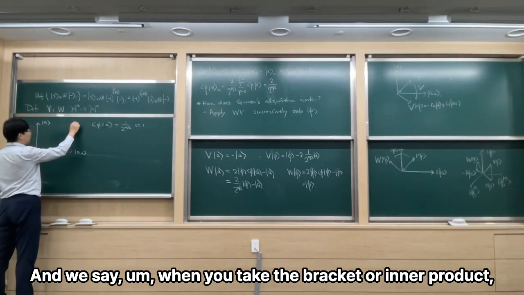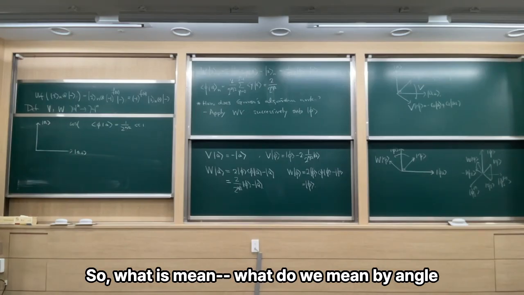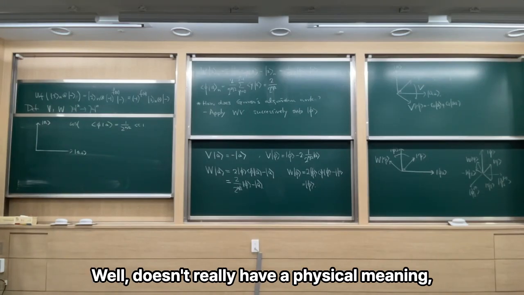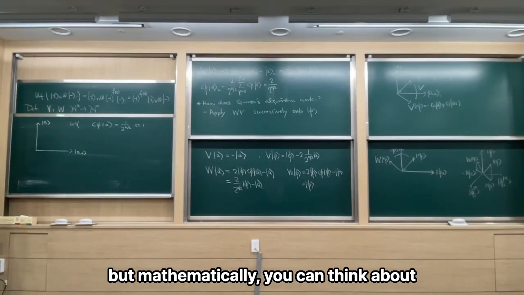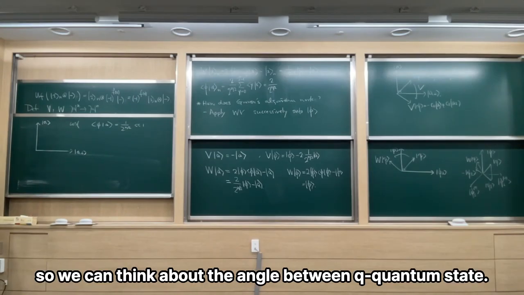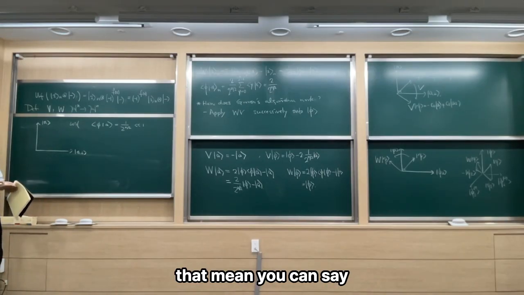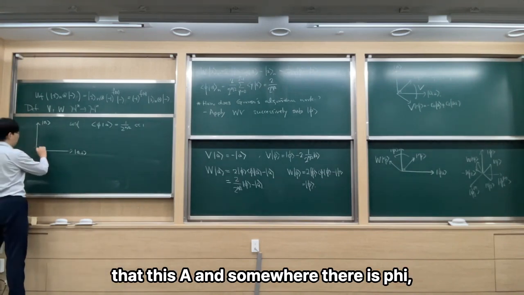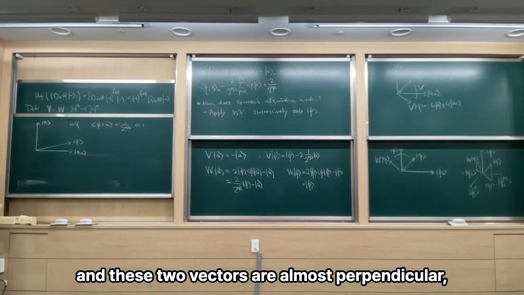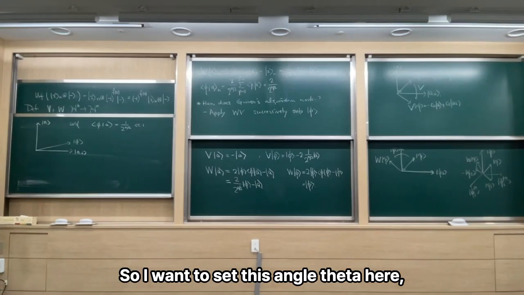And we say when you take the bracket or inner product, you get the angle between 2 vectors. So what do we mean by the angle between these 2 quantum states? Well, it doesn't really have a physical meaning, but mathematically you can think of it as an angle between any vectors, and a quantum state is a vector as a mathematical object, so we can think about the angle between quantum states.